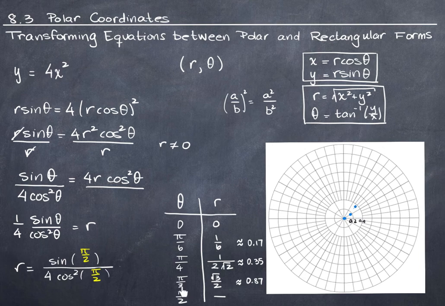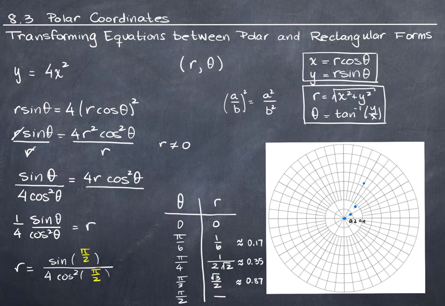Then I have a pi over 3 input, which is this line right here. And the output that goes with that is 0.87, which is almost 1, which is a considerable jump from this one. Let's see, I'll count out there. Pi over 3 is this line here. So on this line, I'm going to go out 0.2, 0.4, 0.6, 0.8. This would be 1. This would be 0.9. So I'm going to be just shy of that value.